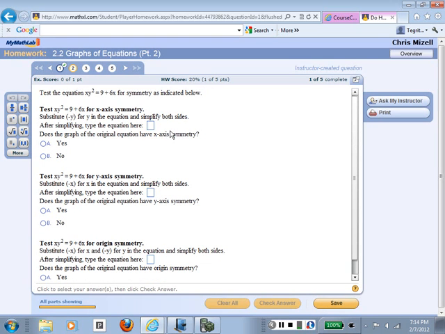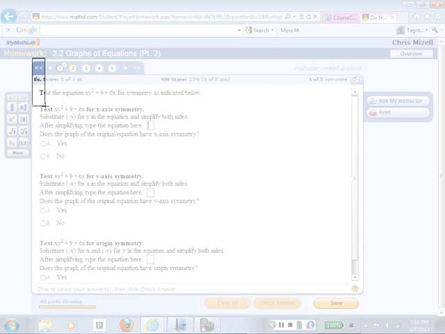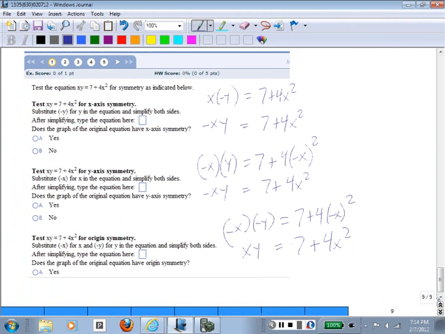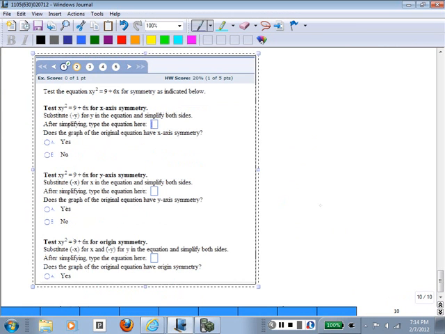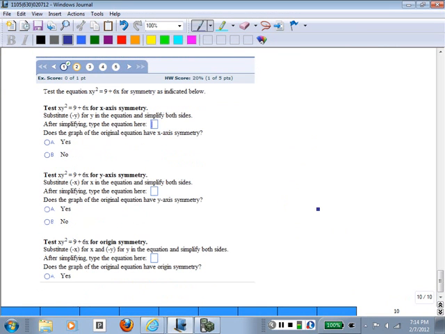Let's look at problem 2. We've got xy squared equals 9 plus 6x. Does it have x-axis symmetry? What do you think? Yes. Substitute negative y for y. When we square the negative y, we get the y squared right back. xy squared equals 9 plus 6x. And I'm thinking, yes, this is going to have x-axis symmetry.